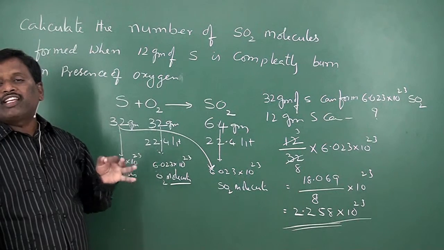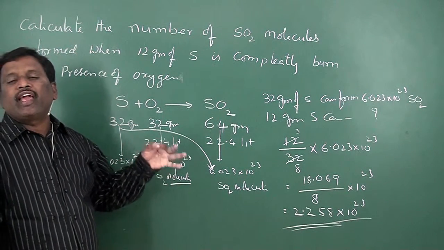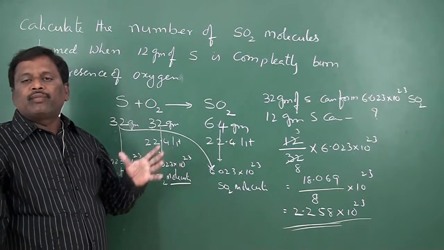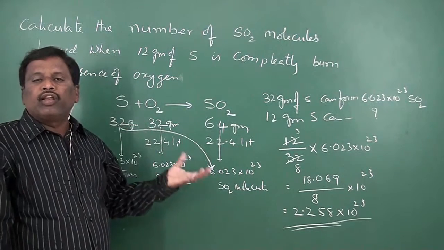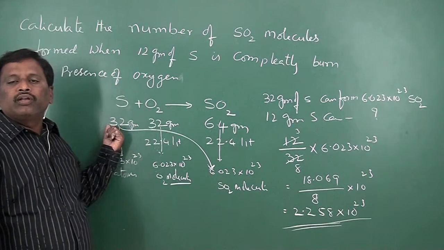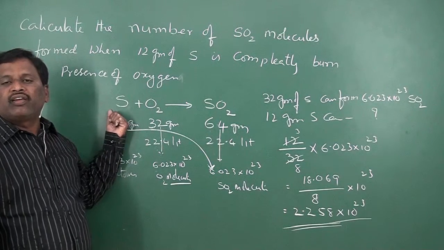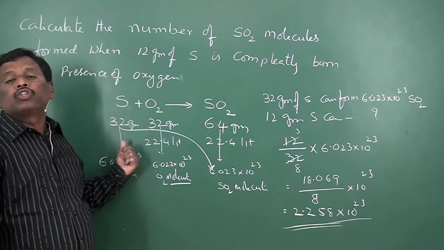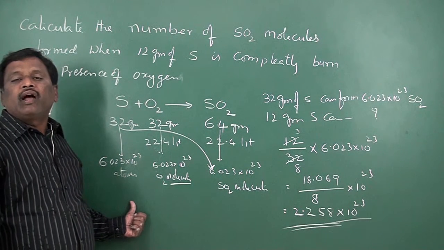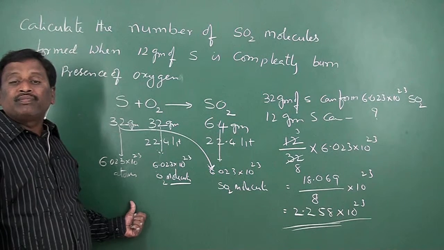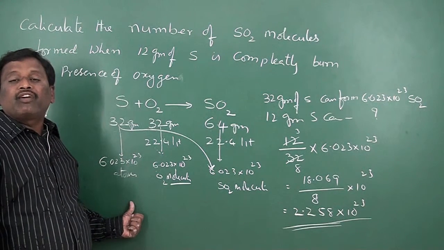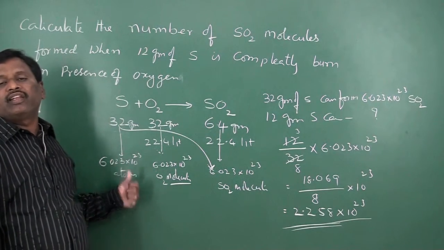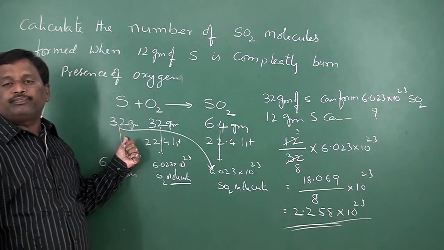If atomic weight is expressed in grams, then it is said to be gram atomic weight. If molecular weight is expressed in grams, then it is said to be gram molecular weight. So 32 grams of sulfur, that is the atomic weight. So 32 grams is the gram atomic weight of sulfur. So gram atomic weight of sulfur contains Avogadro number of atoms. Gram atomic weight contains that number of atoms, 6.023 into 10 to the power 23. Sulfur atoms are present in 32 grams of sulfur.